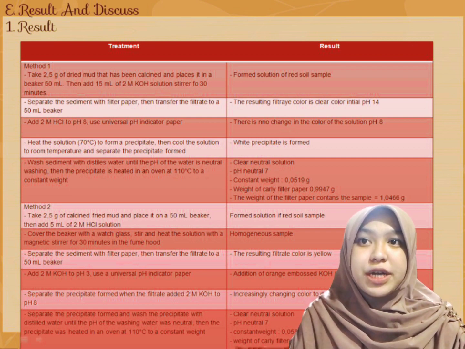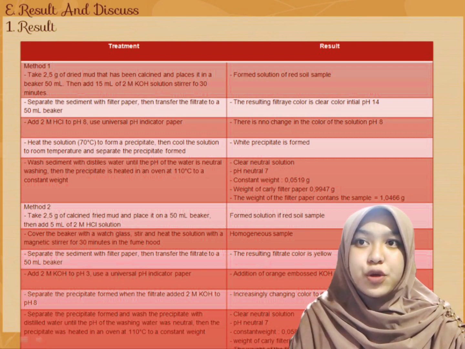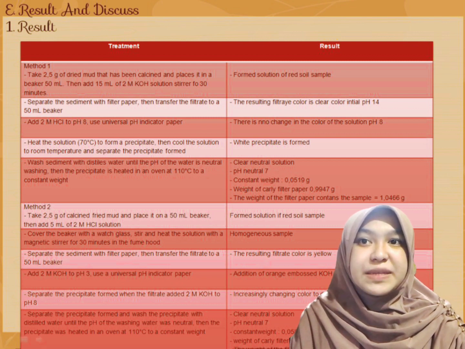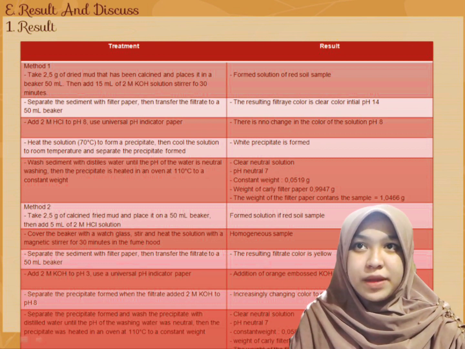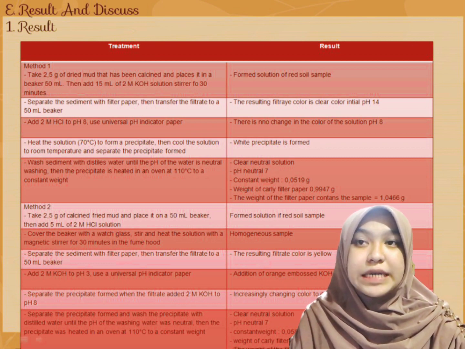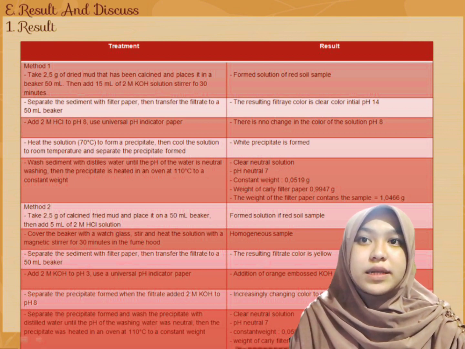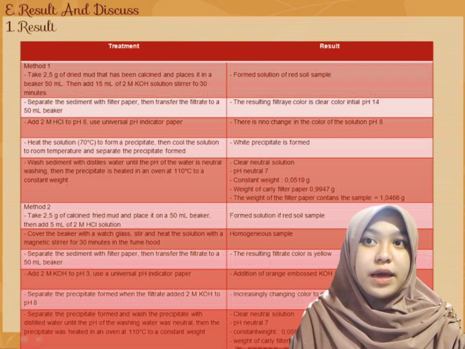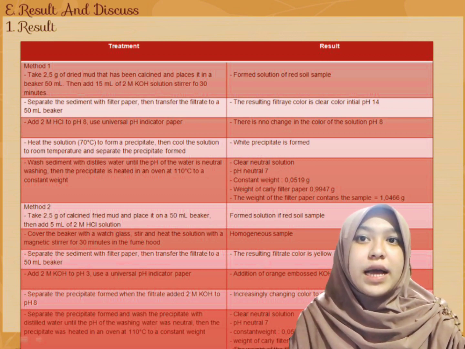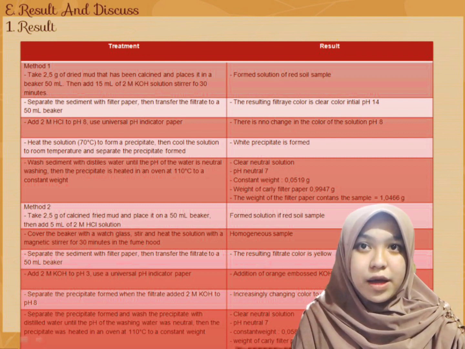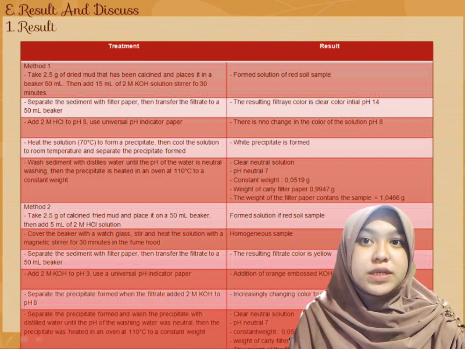And heat the solution to form a precipitate. Then cool the solution to room temperature and separate the precipitate formed. Result: a white precipitate is formed. And then wash the sediment with distilled water until the pH of the water is neutral. Then the precipitate is heated in an oven to a constant weight. Result: a clear neutral solution, pH 7, and constant weight.